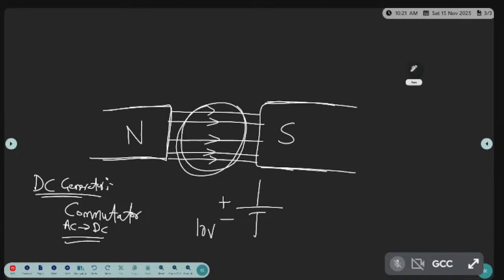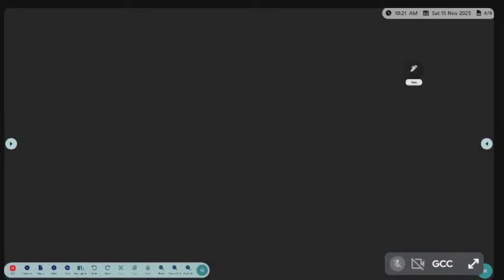See, now, I am not having the magnets. These are the magnets, north pole and south pole, two magnets I have taken. But if I am not having magnets, what do I have to do? Can I make magnets? Why do we require magnets?